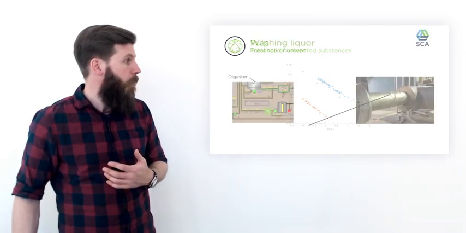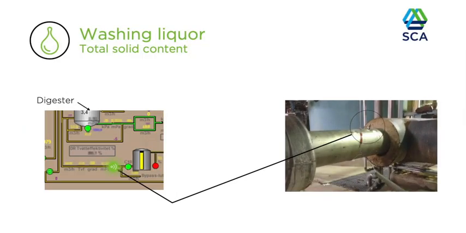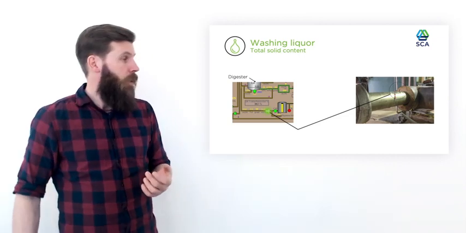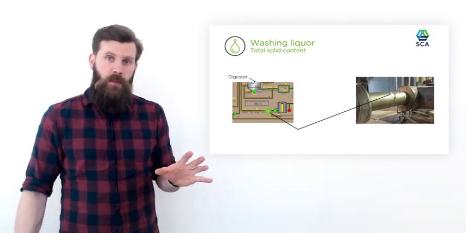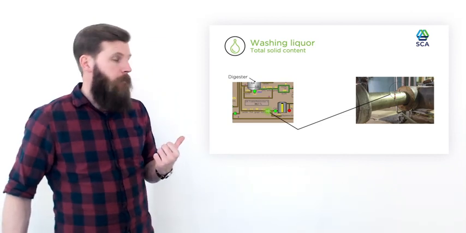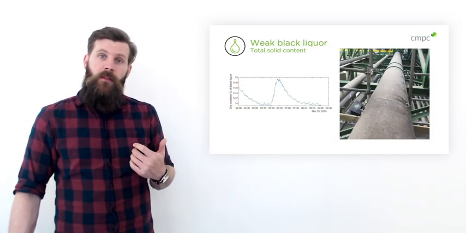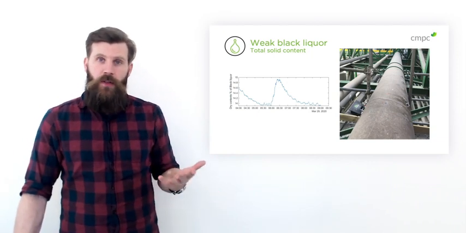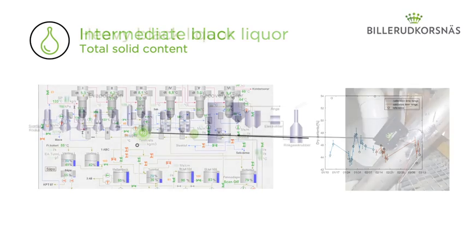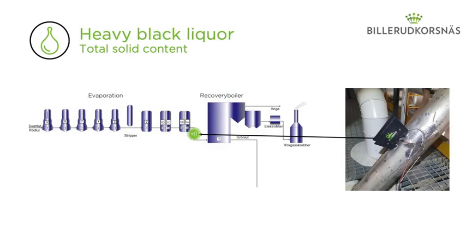I mentioned the black liquor from weak to heavy, and this is the washing liquor going back to the digester, roughly 8 to 12 or so % solid content. Total solid content is worth to mention. We analyze the total solid content. Washing liquor, and then we have the weak black liquor going from the digester to the first evaporation stage. We have intermediate, in this case around 45% solid content, and we also have heavy black liquor.